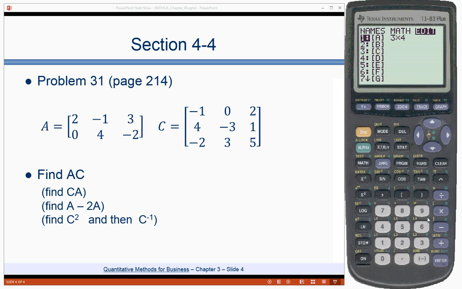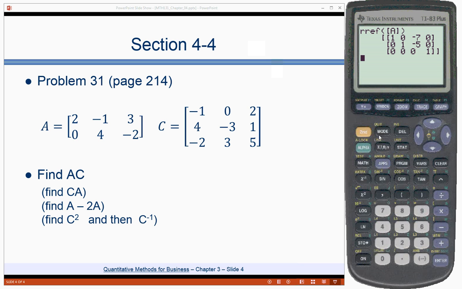So I'll pick A to edit, and I need a 2 by 3, and the numbers in it are 2, minus 1, 3, 0, 4, minus 2, and 3, minus 2, minus 1, 4, 2, 0. So that's correct. So I quit out of that.